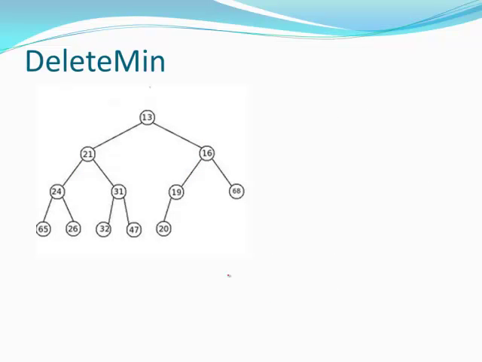Now, deleting the minimum: this is the minimum of the heap. If you would like to delete it, what you typically do is swap that element with the last element in the heap. This is the last element, so we're going to swap that. Now we will bring the 20 into that location.